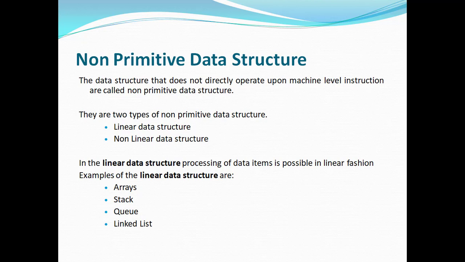Then we will see non-primitive data structure. The data structures that do not directly operate upon the machine level instructions are called non-primitive data structures. There are two types of non-primitive data structure, such as linear data structure and non-linear data structure.